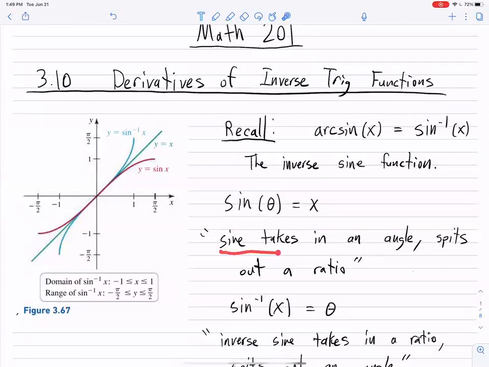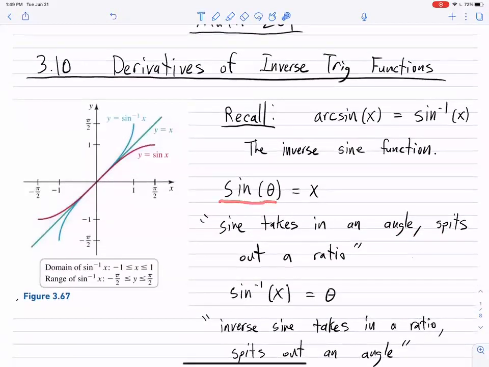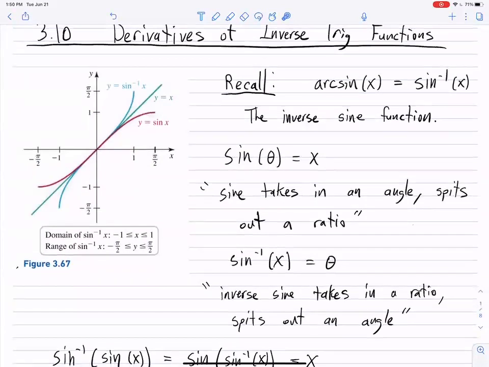Sine takes in an angle, spits out a ratio. Sine inverse takes in a ratio and spits out an angle. So for instance, sine of pi/2 is 1, that means sine inverse of 1, if you plug in the ratio 1, spits out the angle pi/2. That's the idea of the inverse sine. And so sine inverse of x equals theta if sine of theta equals x.